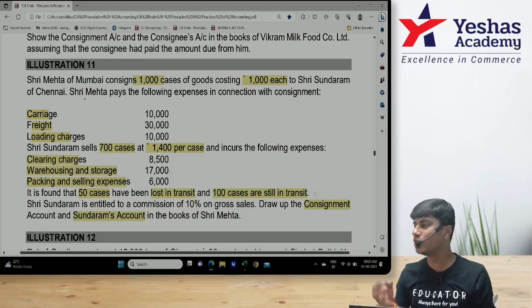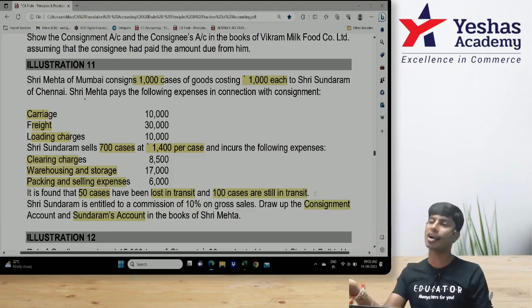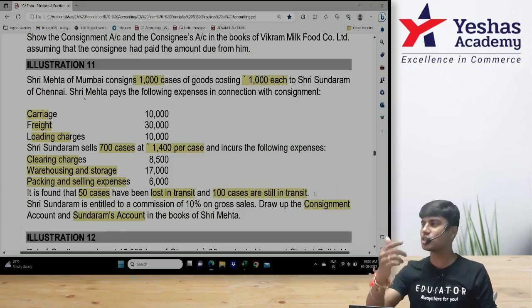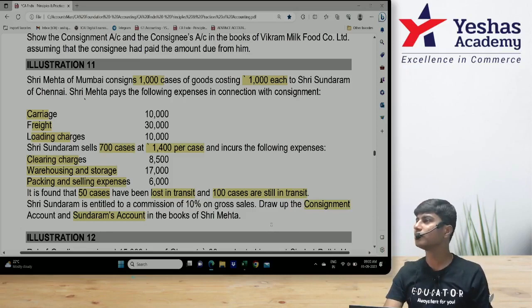GITA, goods in transit. G-I-T-A, where A is account. It will just show the separation. A separate line item will be given.